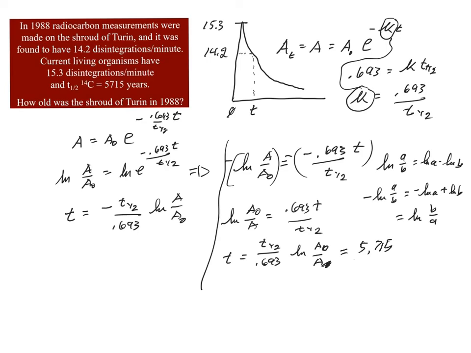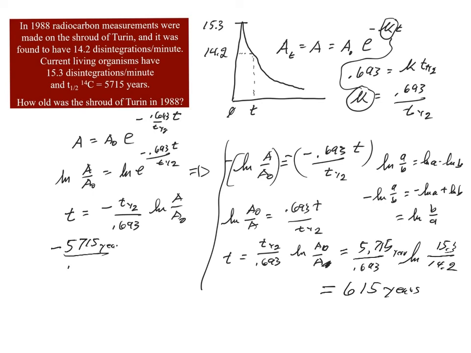And if I substitute in my values for either of these, that is 5,715 over 0.693 years times the natural log of 15.3 over 14.2, I get 615 years, which is the same as I would get over here if I had done a minus 5,715 years over 0.693, the natural log, and now this is flipped, it's 14.2 over 15.3.